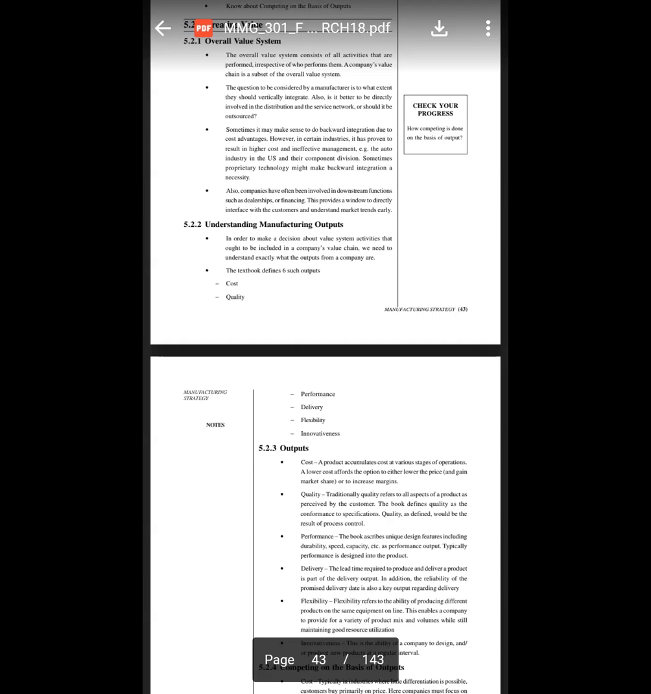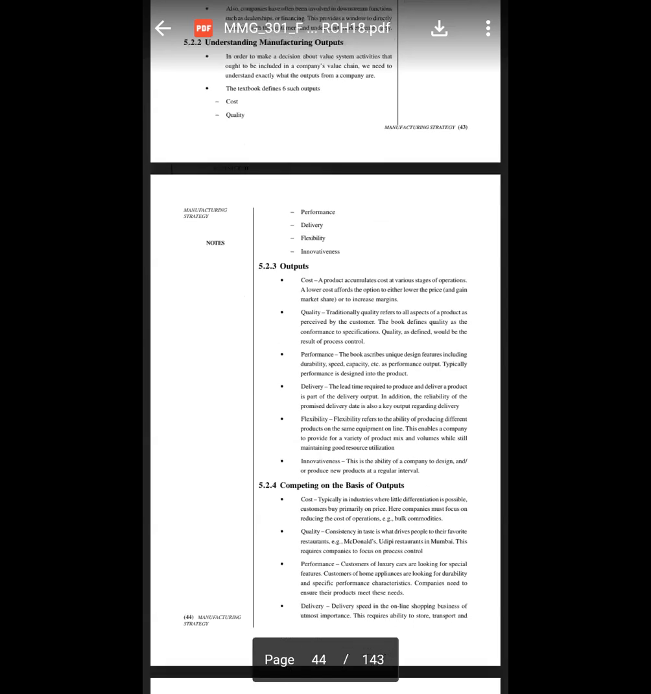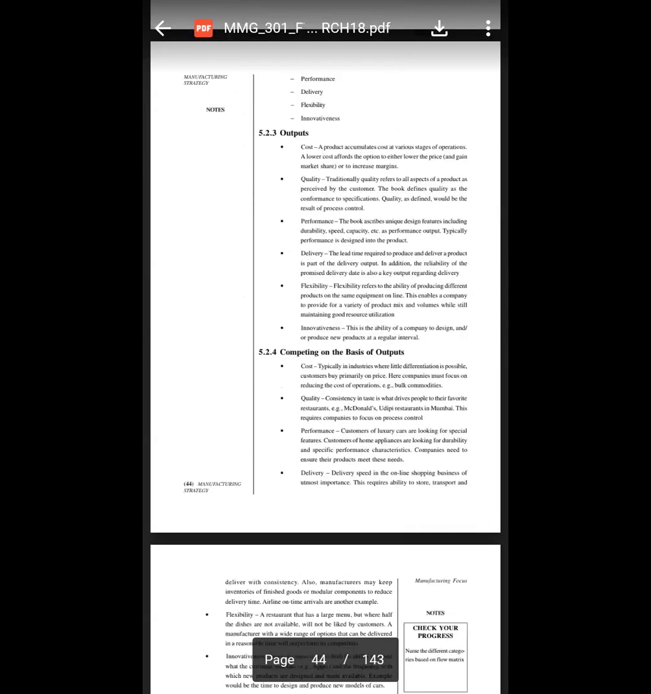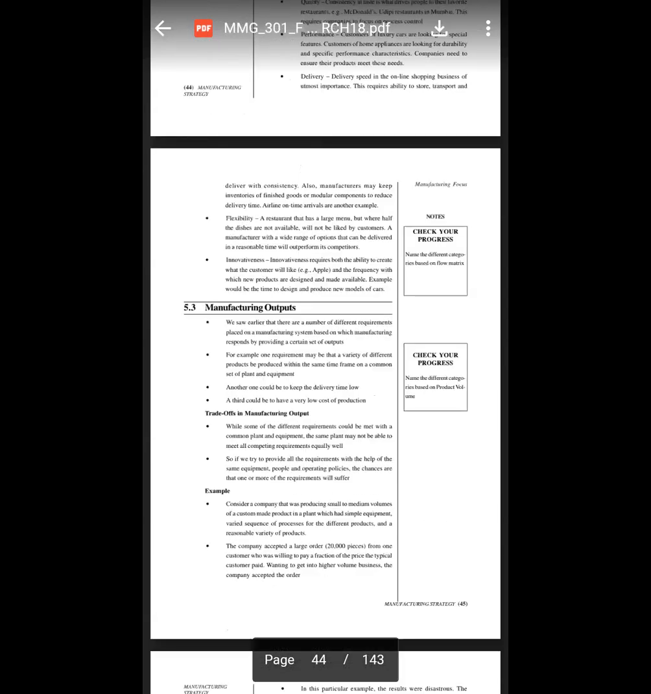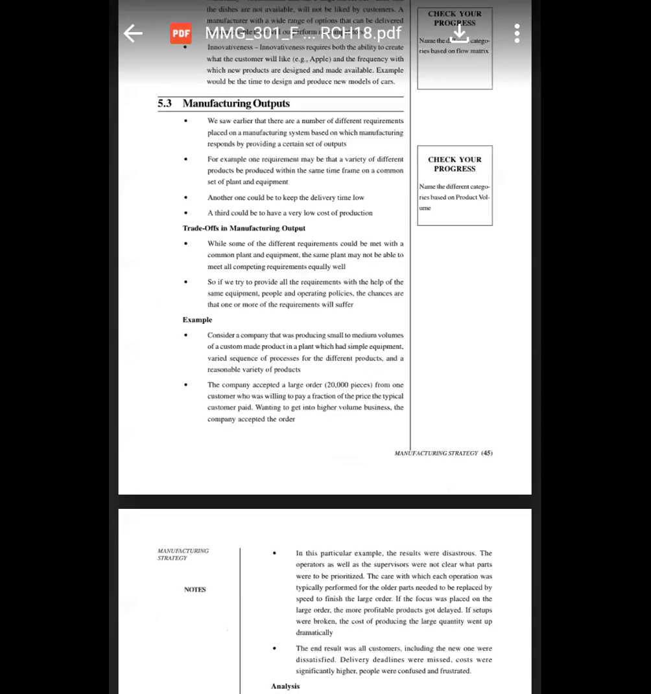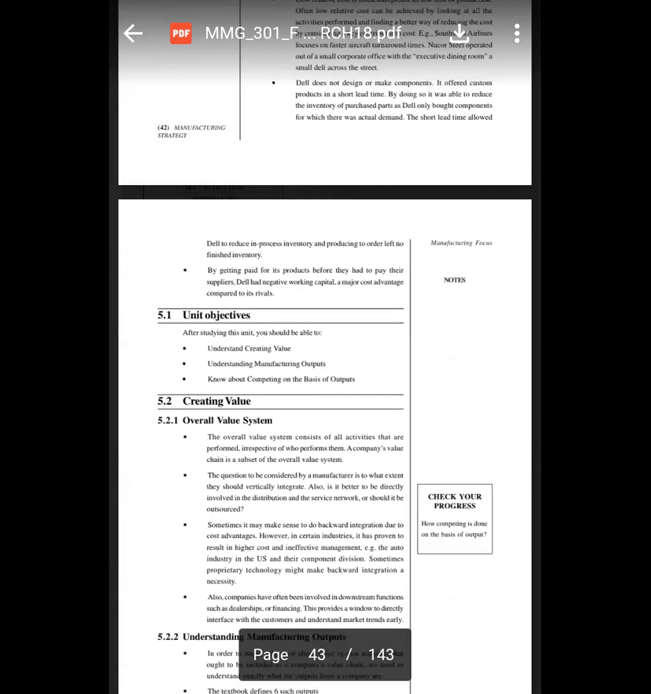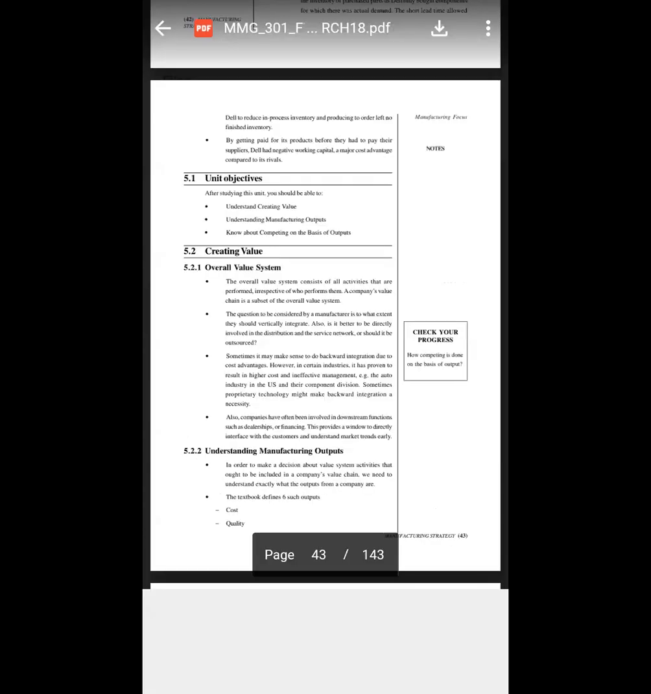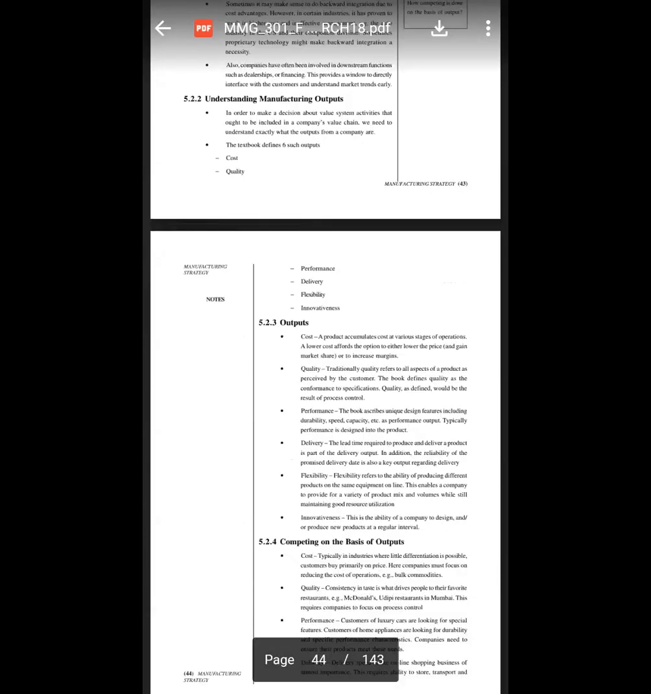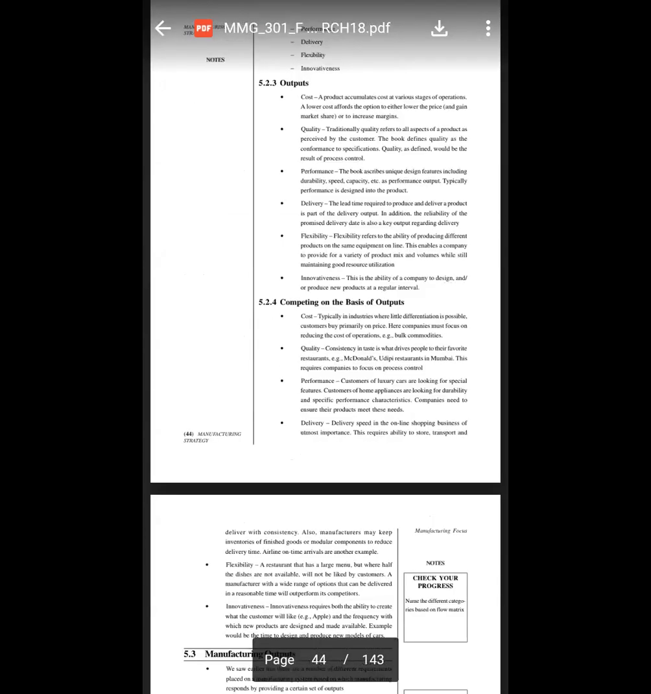Then the next one is delivery. Definitely, delivery is an important factor. Then flexibility, innovativeness. So these are all the important factors for understanding the manufacturing output.